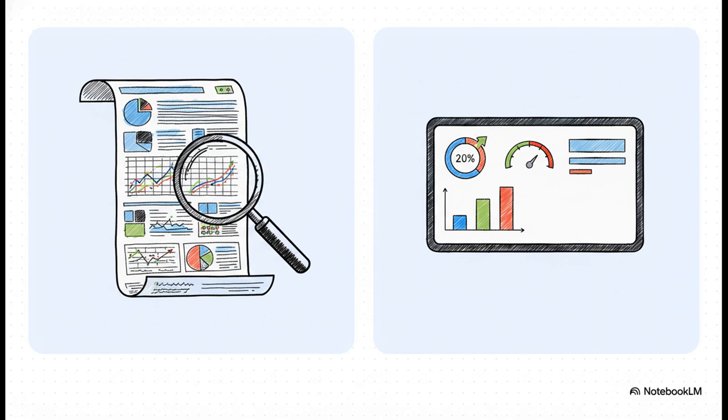A dashboard, though, is the complete opposite. It's a single page, a snapshot. It gives you that high-level, at-a-glance view of your most critical numbers, your KPIs. It's the thing you check real quick to see how you're doing.